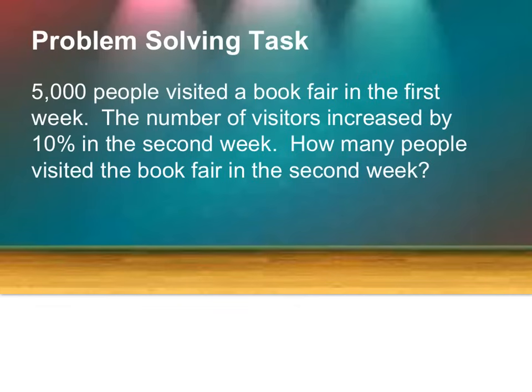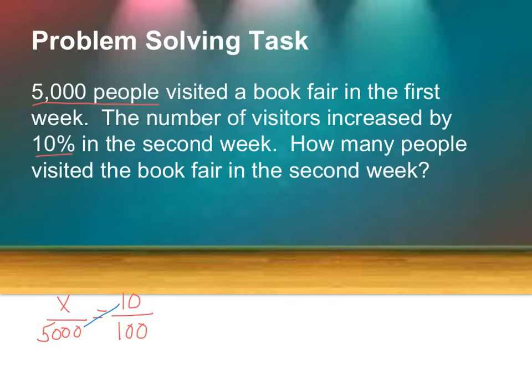All right, here's another problem-solving task. It says 5,000 people visited a book fair in the first week. The number of visitors increased by 10% in the second week. How many people visited the book fair in the second week? All right, I think this is pretty important. So I'm going to set up my template. I know 100 always goes here. The percent goes above that, no percent sign. And a total of 5,000 people visited, and I don't know what part that is.